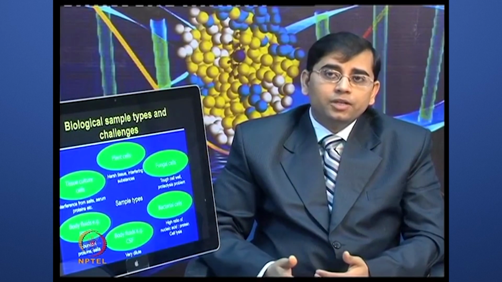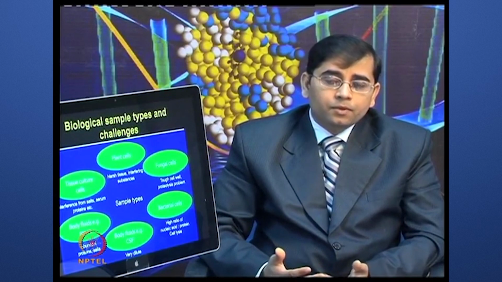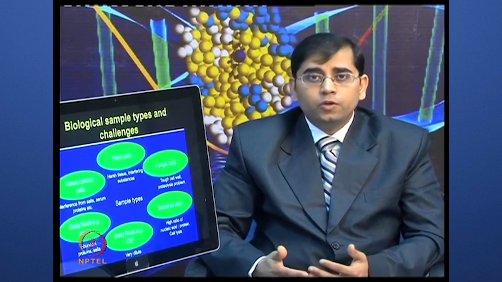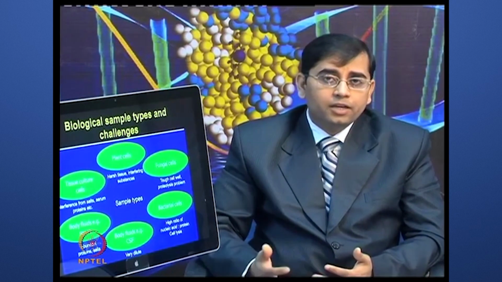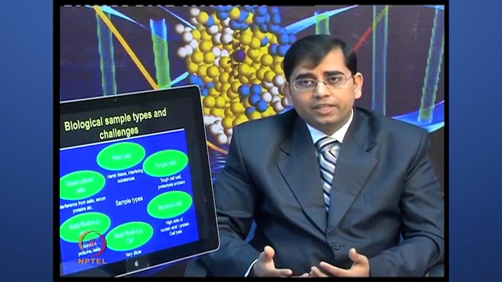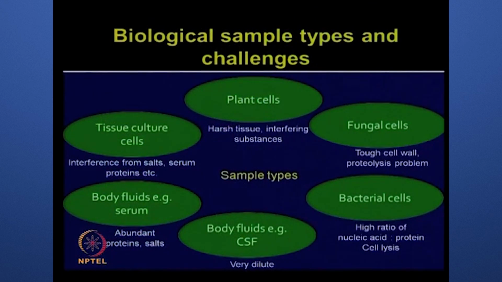So, if you are using tissue culture grown cells, you have to grow them in a medium which will be rich in different components including salt and serum proteins. So, one needs to get rid of those components if you want to perform a good sample preparation from the tissue culture cells. If you are interested in plant cells to extract the protein, those are very hard tissues and there are various interfering substances present there, phenolics and other salts. Now, you need to get rid of those interfering substances.